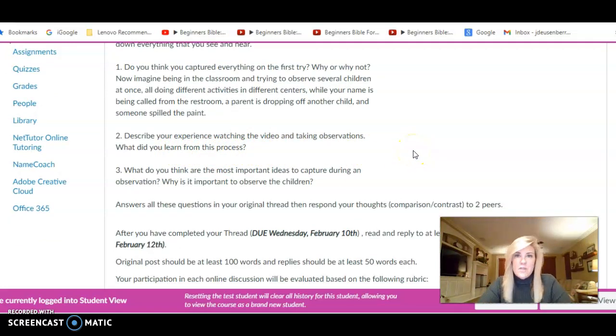What did you learn from this process? Okay, what skills did you show that you had, and what do you need to build on? What was challenging for you? And then lastly, what do you think are the most important ideas to capture during observation? Why is it important to observe children?